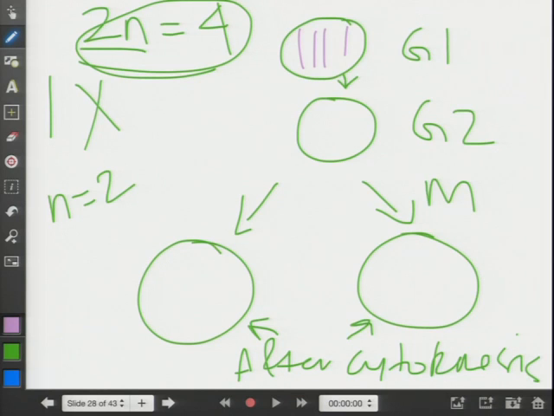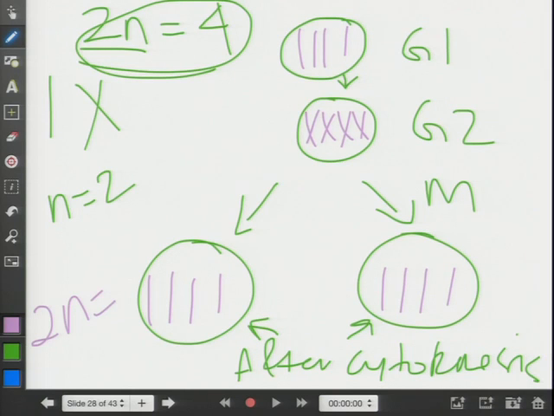Okay, so how many sticks do we have in G1? And then what do we have in G2? And then what do we have in these? And then 2n equals what down here? So we started 2n equals 4, and we end 2n equals 4. It's exactly what we want to happen for mitosis. Let's write mitosis so we don't get confused later.